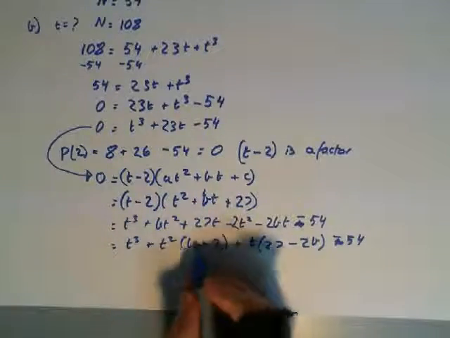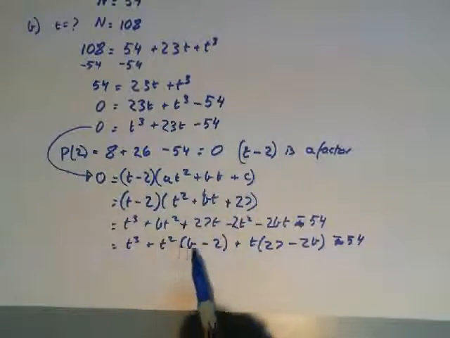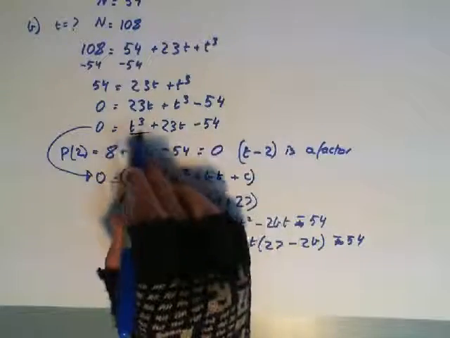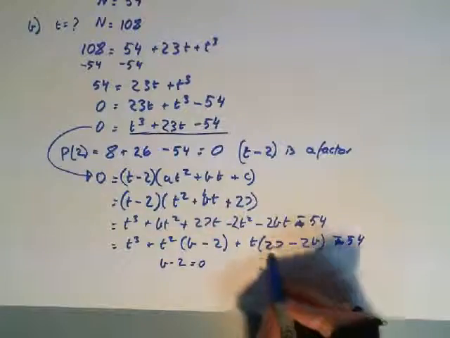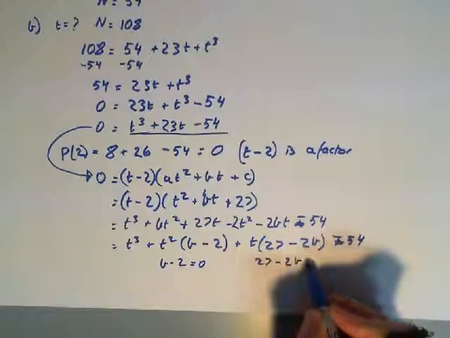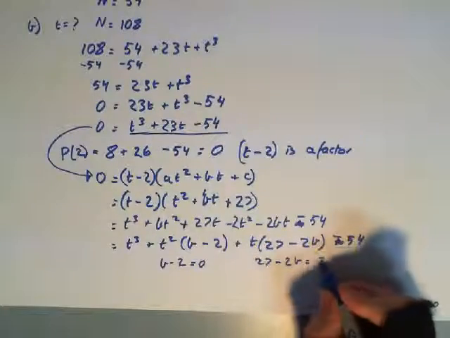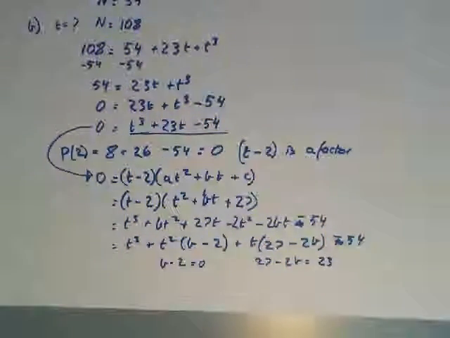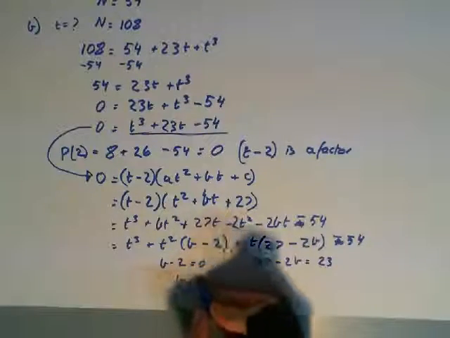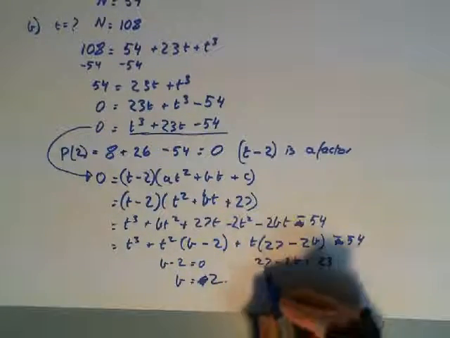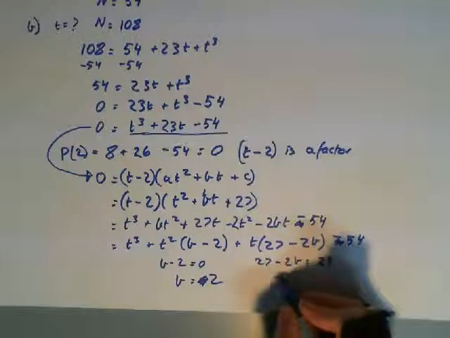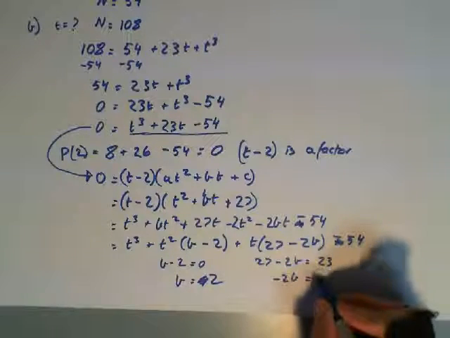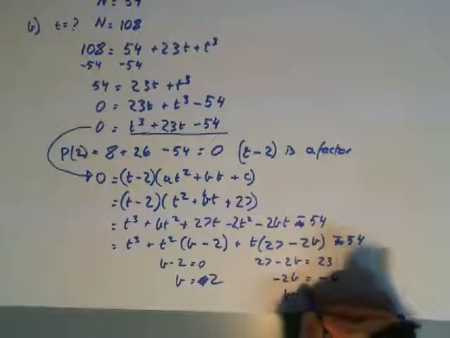Now equating coefficients, so b take 2 for our t squared term, well that's 0 in this case because there's no t squared term, so b take 2 has to be 0. Our 27 take 2b is for our t term, so it's 23. So we can say b equals positive 2, and 27 take 2b equals 23, so minus 2b equals minus 4, so b again equals 2.